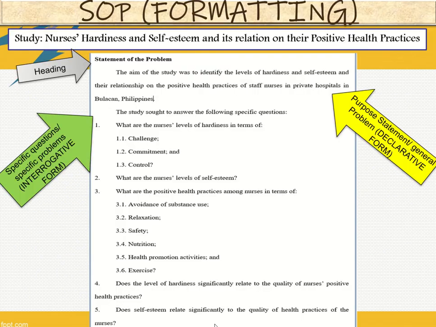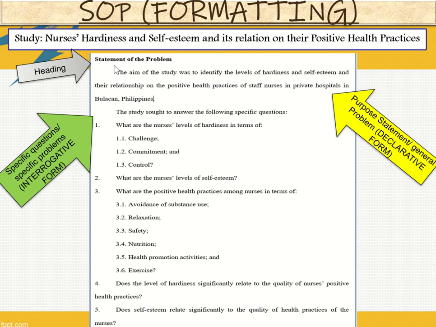Okay, so we now proceed to our format. Our SOP formatting. So we use the sample study, "Nurses, hardiness, and self-esteem and its relation on their positive health practices." Again, this is the topic of the study. So we have 3 variables here: hardiness, self-esteem, and the positive health practices of the nurses, which is our respondent. Okay, so how do we format our SOP?